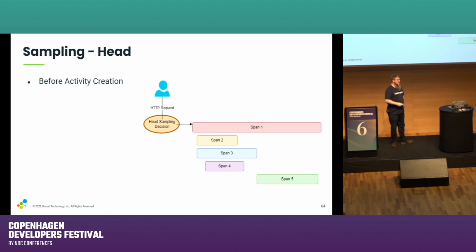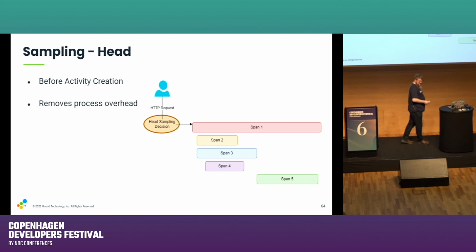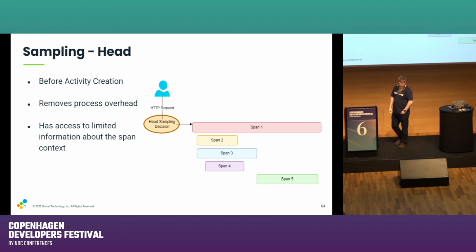Importantly, it's before activities are created that we make these decisions. It's really efficient because it removes any performance overhead of us actually doing any logging or any tracing in the back end. But the amount of information that you can use to make a decision is very, very limited.